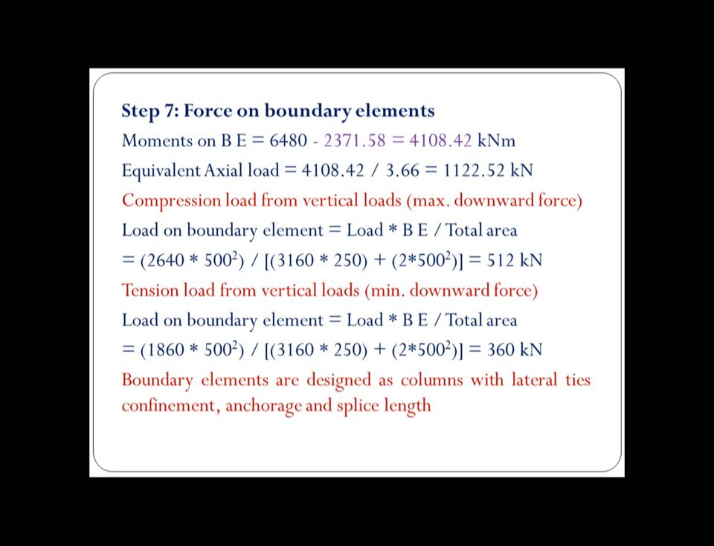So finally the boundary element has to be designed in compression for 1122 plus 512, so that comes around 1635 kilonewtons, and a tension of 1123 minus 360. So these boundary elements are to be designed as short columns, resulting in 4 numbers of 12 mm bars or 16 mm bars, and then we need to provide lateral ties in the form of shear links, shear loops, and we call them confinement reinforcement.